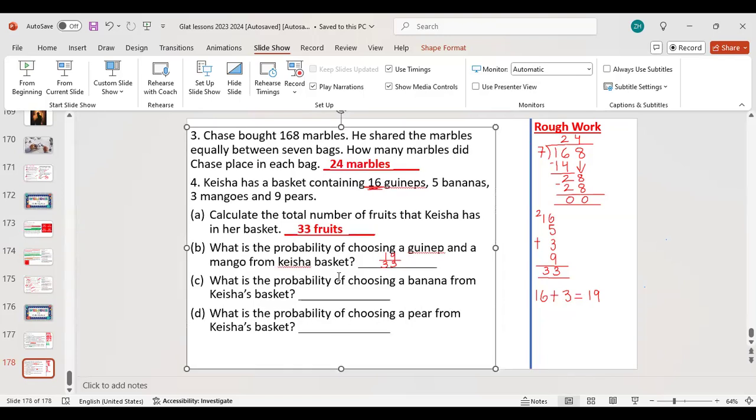Y'all think y'all gonna handle those two questions? Yes, sir. All right, good. So answer those two questions for me. What's the probability of getting a banana? What's the probability of getting a pear?